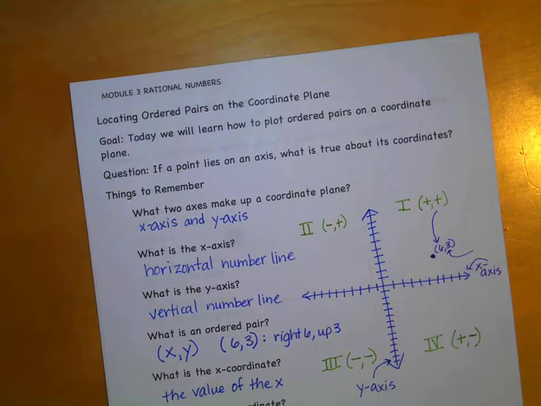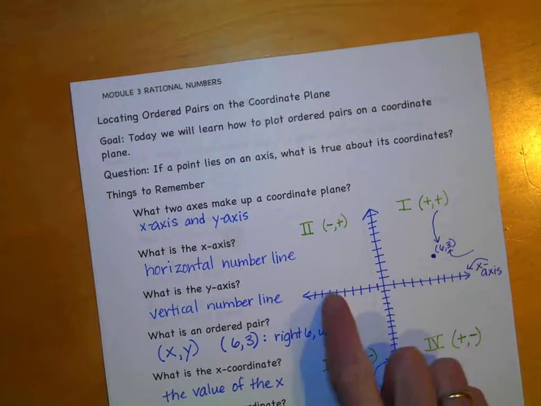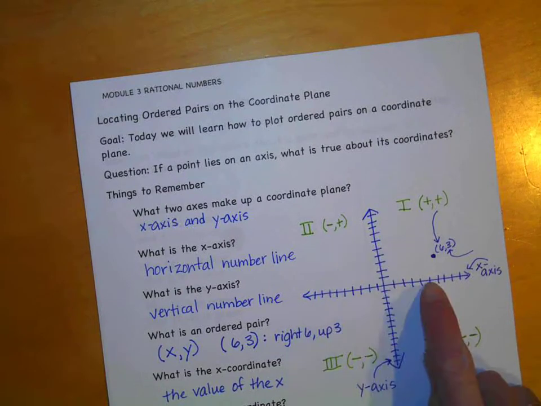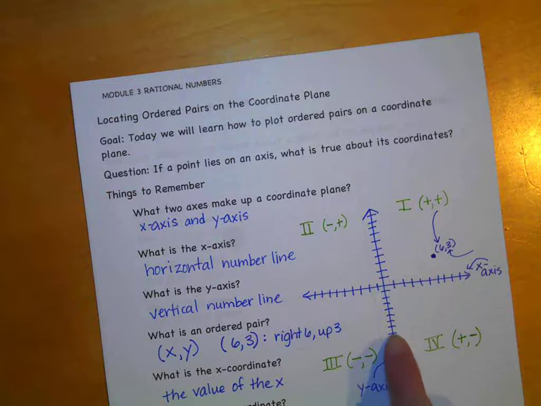So go back to our goal. Today we will learn how to plot ordered pairs on the coordinate plane, and I just showed you how to do that. The question you were supposed to be thinking about in the lesson is, if a point lies on the axis, what is true about its coordinates? So we're talking about, what if a point sits right here? Or what if a point sits right here? Or what if a point sits right here? Or what if a point sits right here?